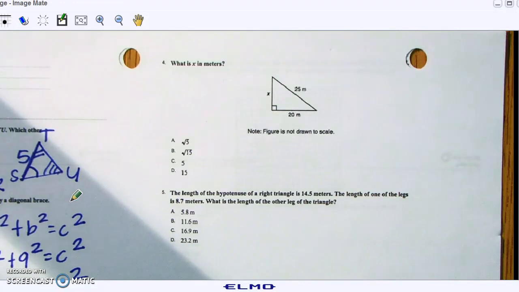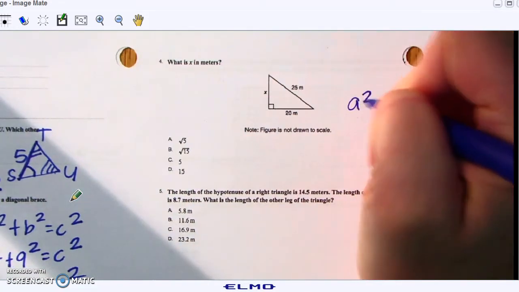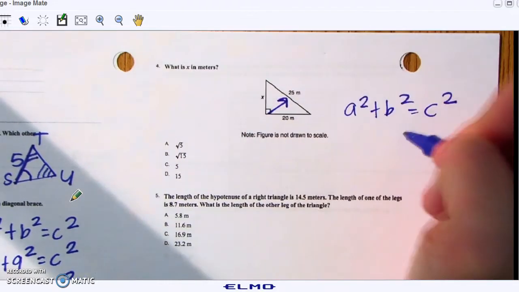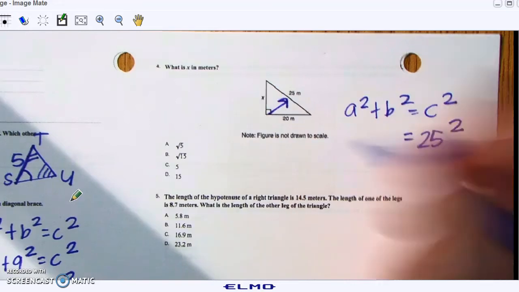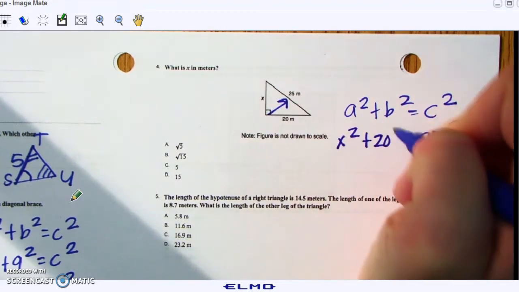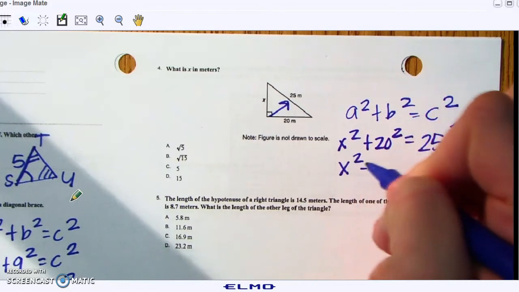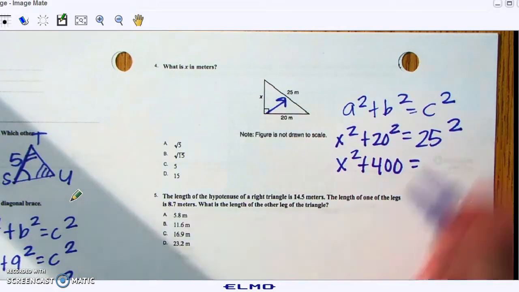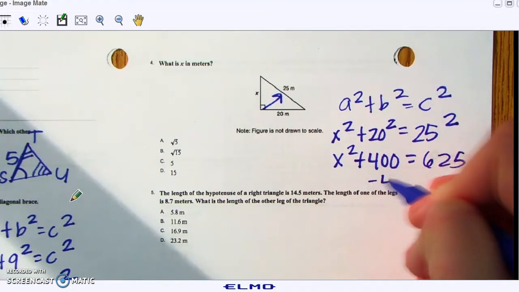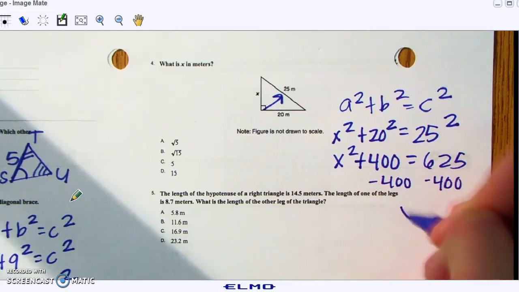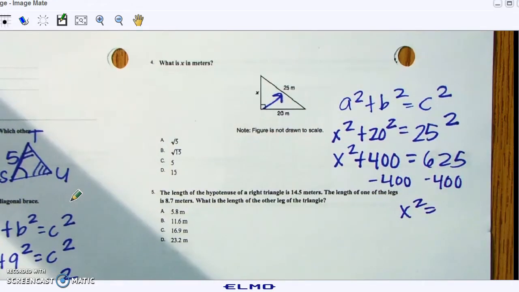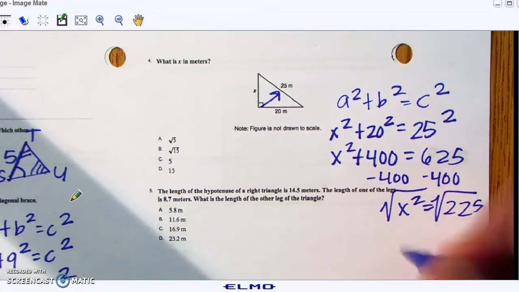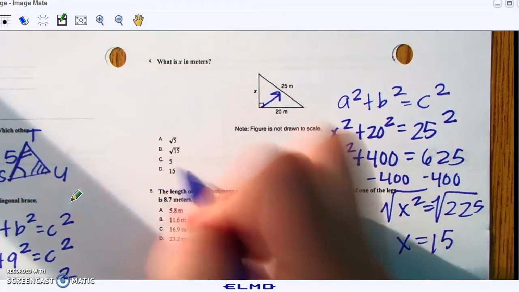Number 4, what would X be in meters? Again, Pythagorean theorem. Most important side is C. It's across from the right angle, so I know C is going to be 25 squared. Doesn't matter the order for A and B. X squared plus 400 is equal to 625. Subtract 400 from both sides. X squared is equal to 225. Square root of both sides. X is equal to 15.